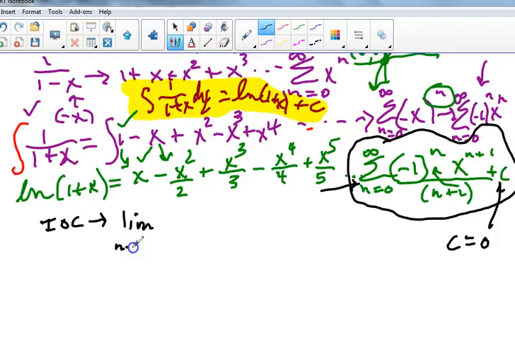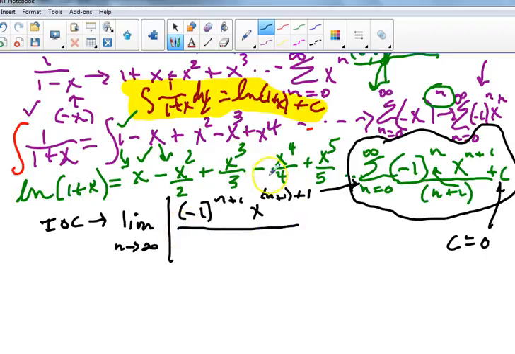Essential, or you are lying. The limit as n goes to infinity of the absolute value, and I'm adding 1 to each one of these terms, so I get the next term. So negative 1 to the n plus 1, x to the n plus 1 plus 1, right, because I'm substituting that in, all over n plus 1 plus 1, and I'm going to multiply that by the reciprocal of the original.